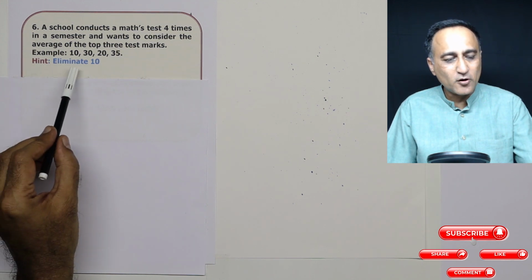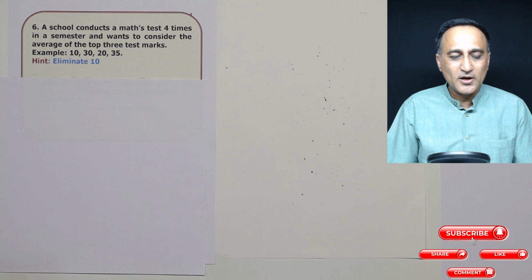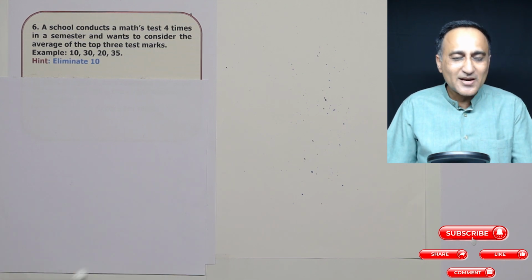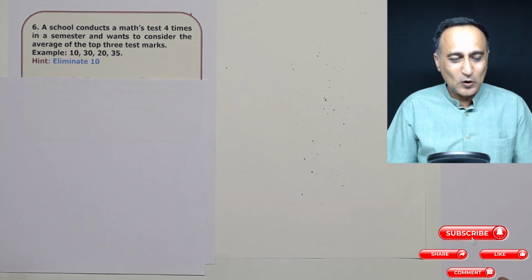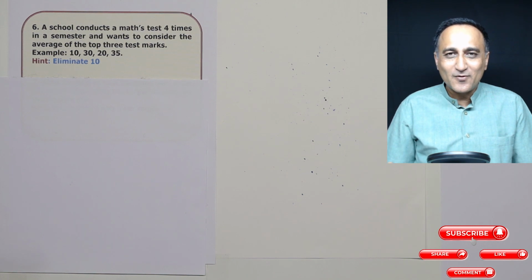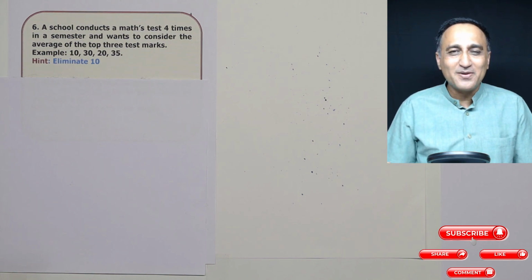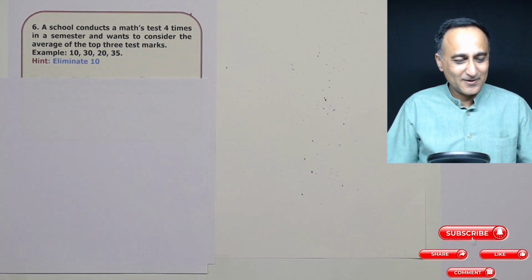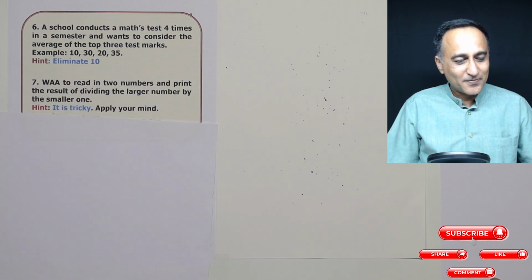So I'll just give you a hint how you can solve this particular problem. The hint is you've got to try to eliminate 10 somehow. If you can remove 10, then you just have to add the other 3 topmost. So just think. One more hint I'll give you: it is very similar to a problem I have solved for you. So if you have understood that problem thoroughly, you can apply it here.